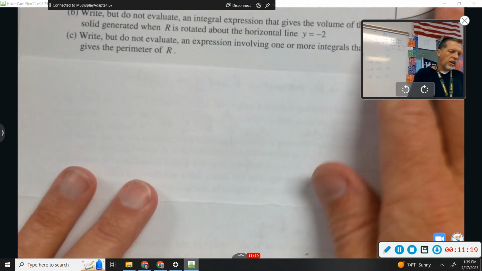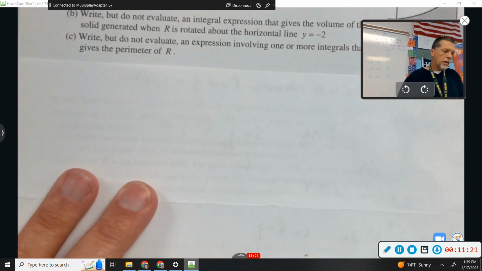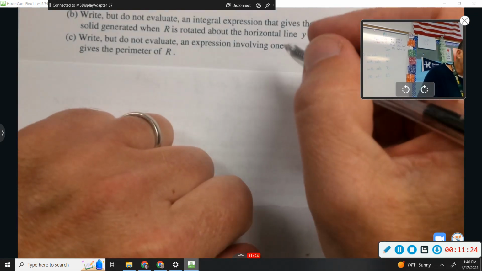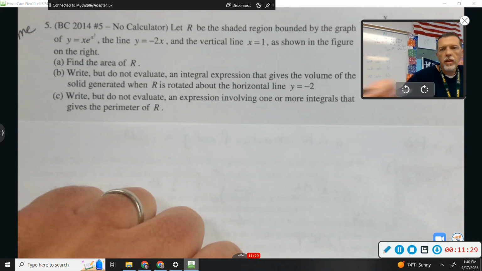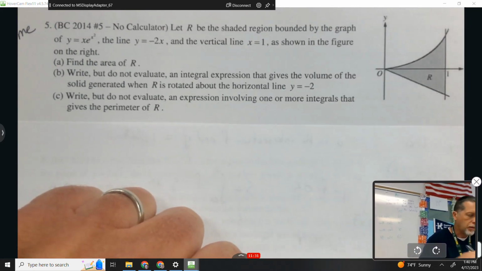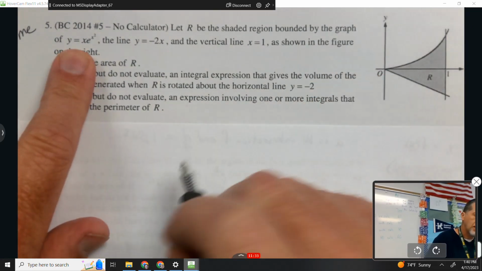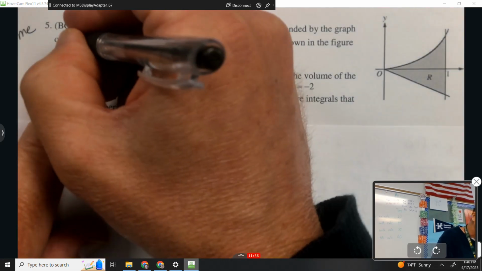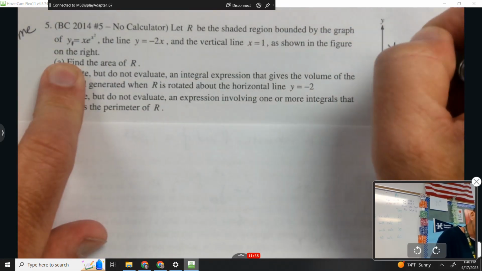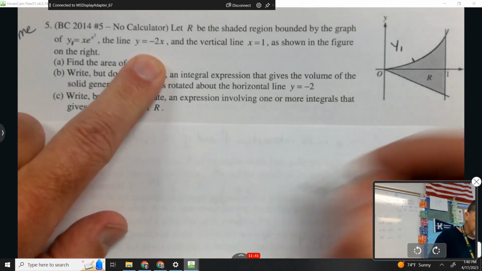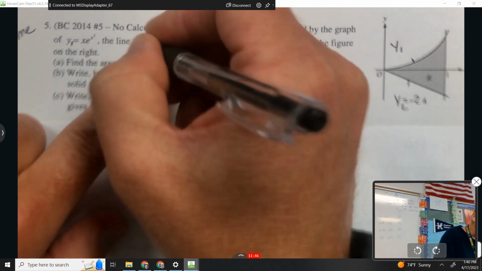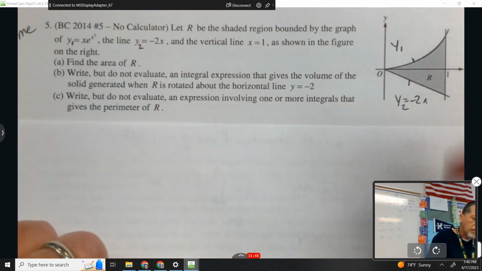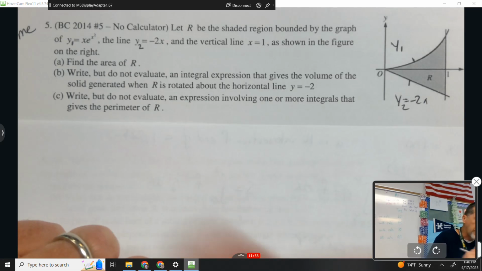Let R be the shaded region bounded by the graphs of y equals x e to the x squared. Well, may I humbly admit that I would have no idea what that looks like, but based on my options over there, it's got to be the curved one. Y equals negative 2x. I know what a line with a negative slope looks like. I'm going to call that y2. Vertical line x equals 1. Put my calculator down because I can't use it.